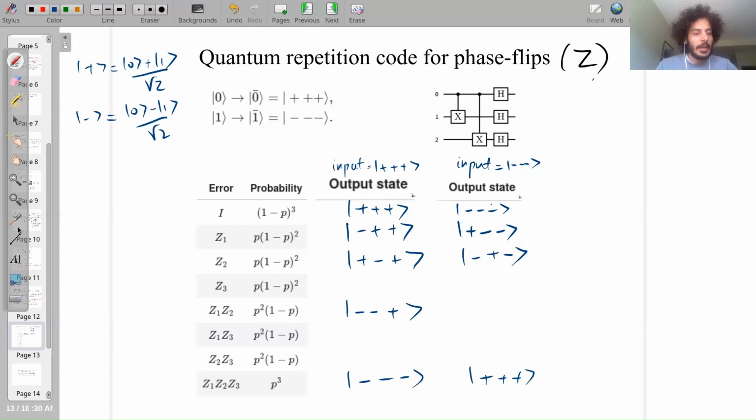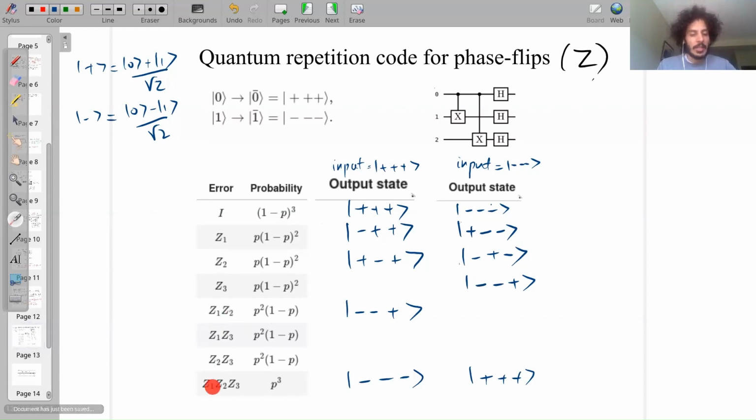So again, the idea is that if the input is minus minus minus, then a single qubit error turns it into a minus minus plus, which actually conflicts with a 2-qubit error on this thing. So actually, you can only distinguish between single qubit errors and not 2-qubit errors. So if you only have single qubit errors or no error, then you can correct.